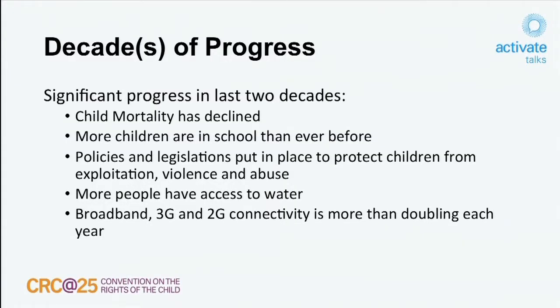Over the last 2 or 3 decades, there has been a lot of progress that has happened in the social sector. We've seen child mortality decline. We've seen more children in school than ever before. We have seen policies and legislations being developed which actually protect children. More people have access to water. And of course, broadband, 3G, 2G connectivity is doubling every year, or in some areas, more than doubling.